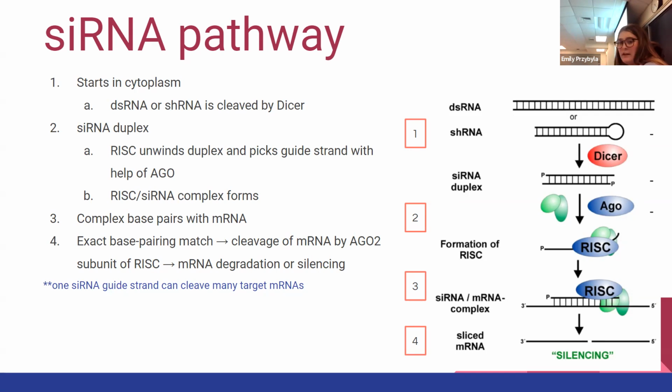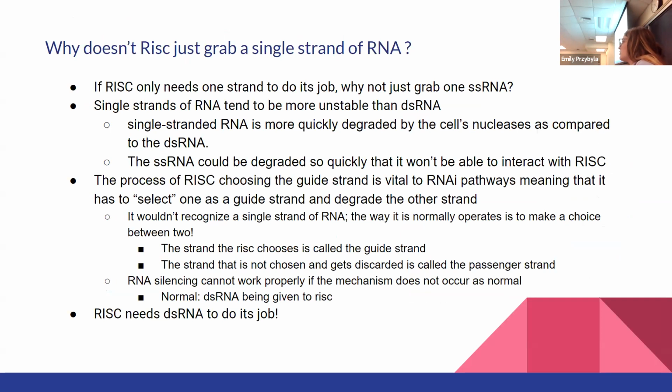So why doesn't RISC just grab a single strand of RNA? One reason is that single-stranded RNA is not very stable and the cell's environment is fairly hostile. Single-stranded RNA, if you need it as a guide strand, is going to get degraded in the cell a lot quicker than double-stranded RNA, and that's not going to be useful. RISC won't even have time to pick it up, so it won't be able to go through the downstream events of the pathway.